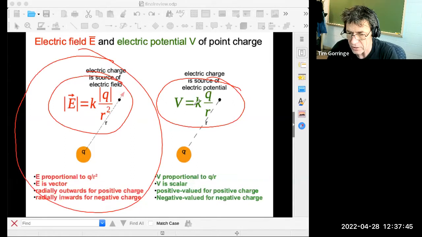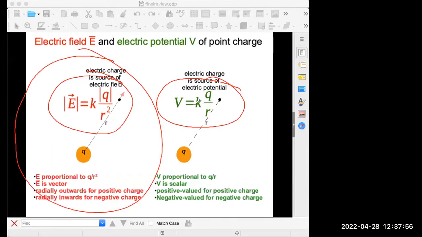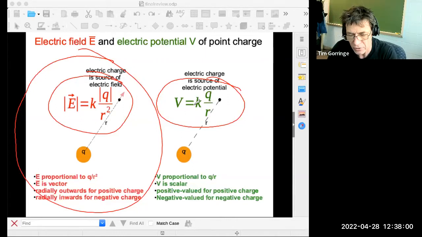It falls off with the distance from the charge, but it falls off as 1 over the distance, not 1 over the square of the distance. So if you double the distance from the charge, the potential will reduce by a factor of 2. If you triple the distance from the charge, the potential is reduced by a factor of 3.